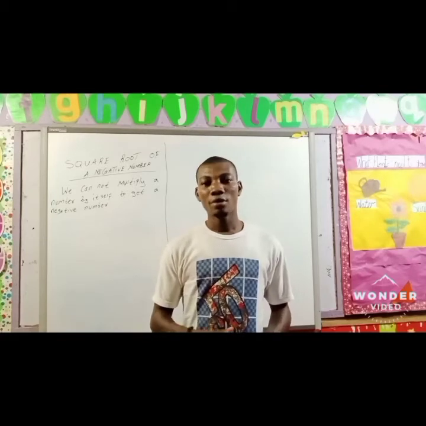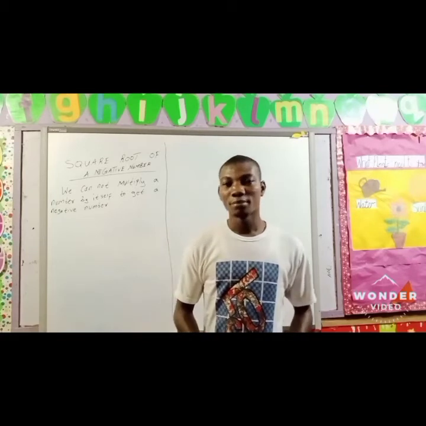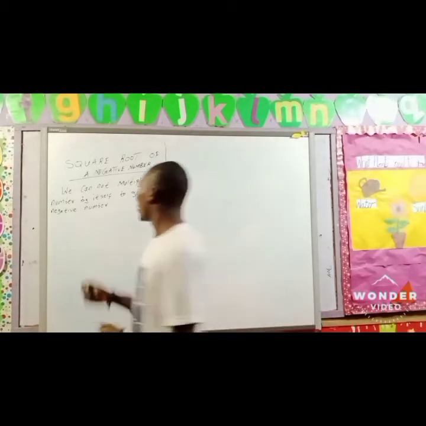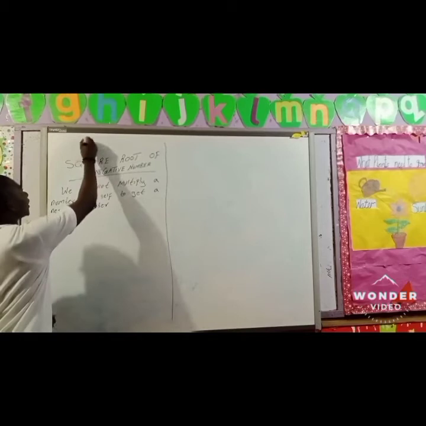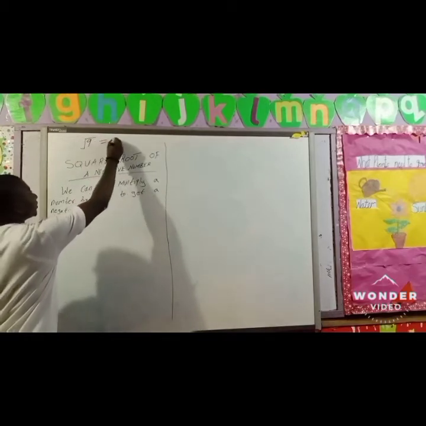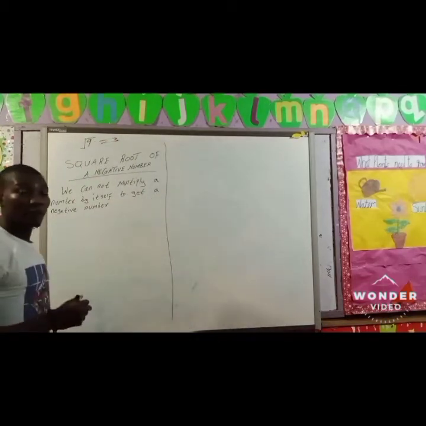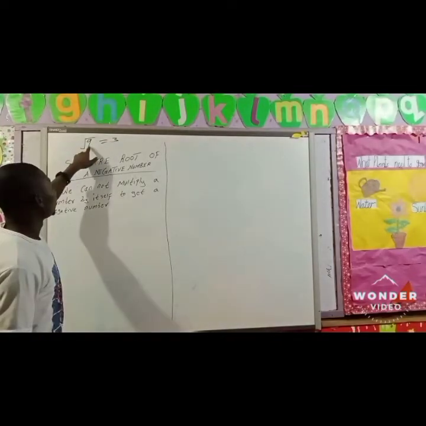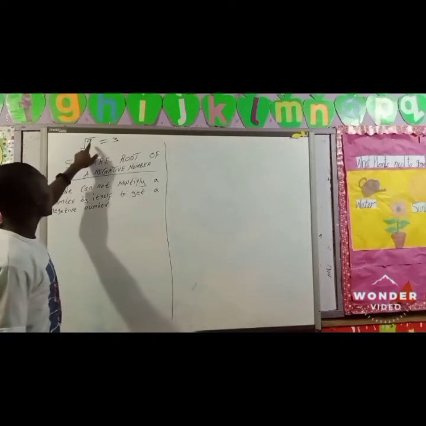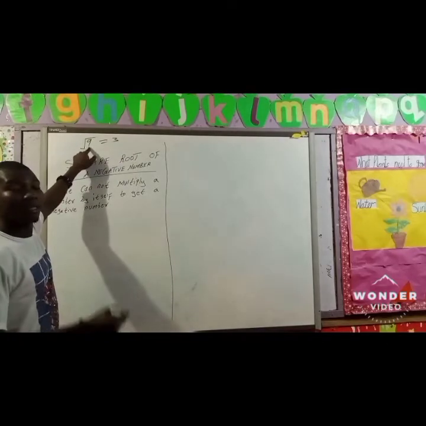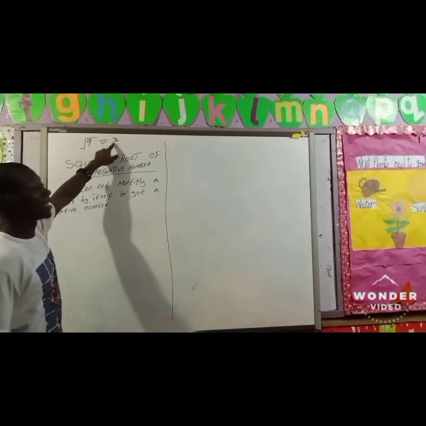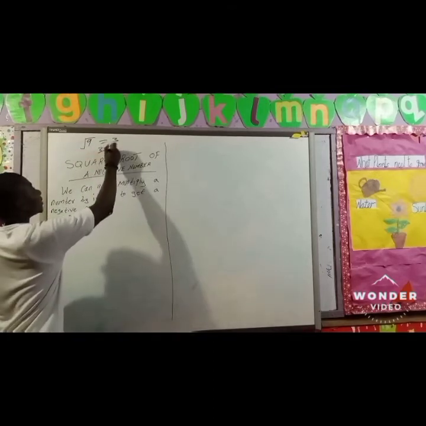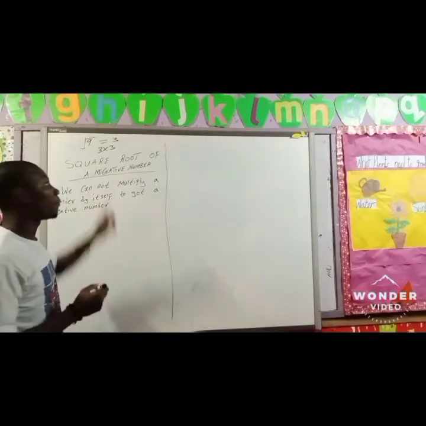negative number. How can we take the square root of a negative number? Before now, we are familiar with how to take the square root of a positive number. For example, if you are asked to take the square root of 9, the answer is 3. What is a square root? A square root is a factor of a number which, multiplied by itself, gives you the number. For example, the square root of 9 is 3, because among all the factors of 9, which are 1 and 3, only 3 can multiply by itself to give you 9. Because 3 times 3 is 9. This is for a positive number.